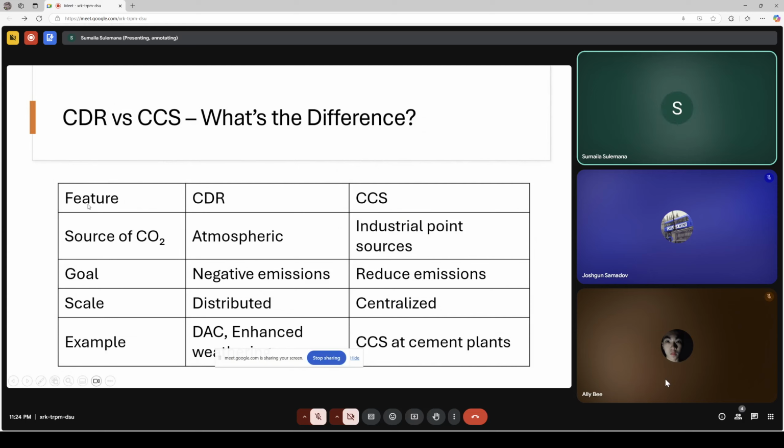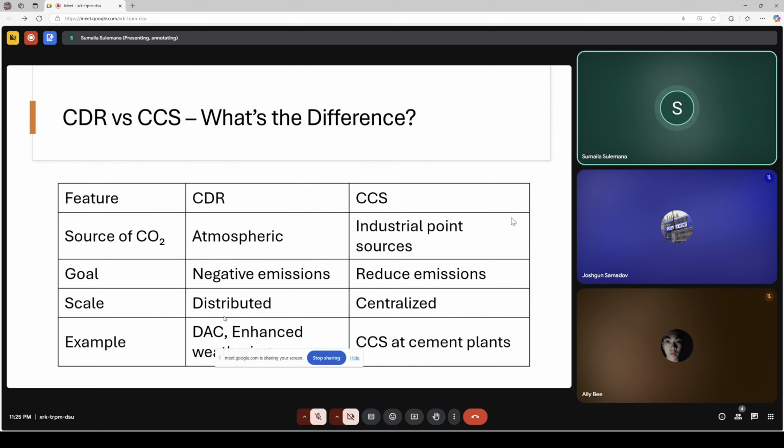So these are the features we can point to in order to look at the difference between CDR and CCS, where the source of CO2 is mostly from the atmosphere when it comes to CDR technologies, and carbon capture storage is mostly from industrial point sources. The goal in CDR is to always get negative emissions. However, the goal of CCS is to reduce emissions as much as possible.